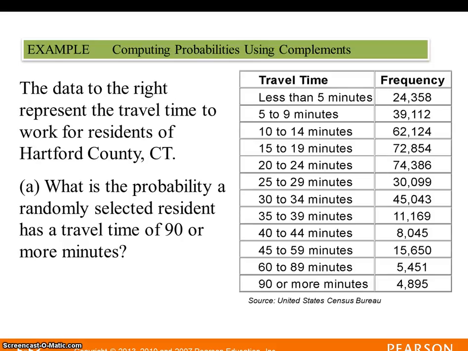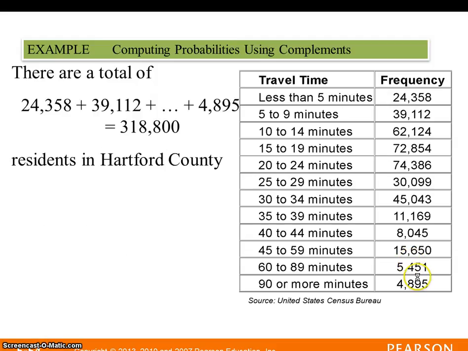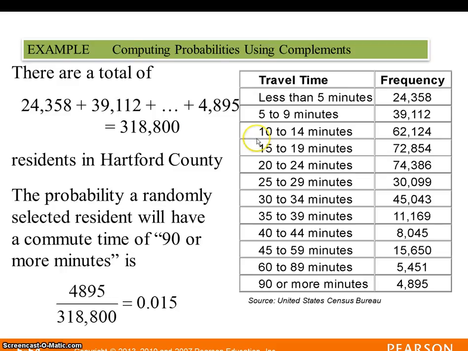To look at another example here, the data to the right represents the travel time to work for residents of Hartford County, Connecticut. What is the probability that a randomly selected resident has a travel time of 90 or more minutes? So what you could do in this case is just go ahead and compute this. Take this divided by the total, so add these all up. If you add them all together, you get this much. So just take the event here, this last column, and divide. That gives you about 0.015, or about 1.5%.